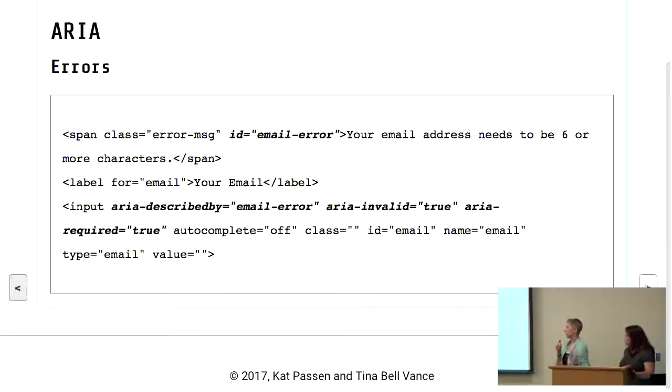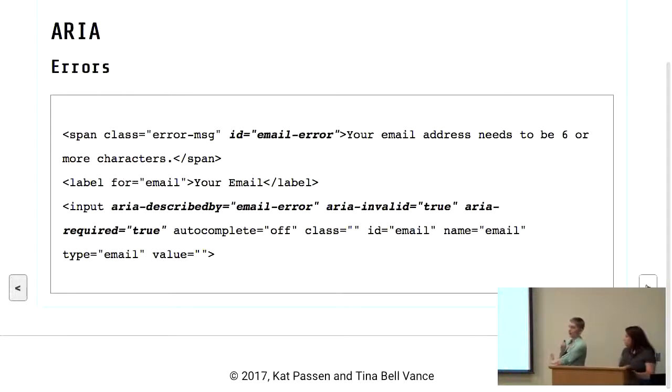And what this does is the described-by says, hey, this ID of this element has some extra information that goes with this thing. So when I tab onto the input, it will read out your email, edit text, all of that other stuff. But after a pause, it will read out your email address needs to be 6 or more characters. And you can use this for things other than errors.